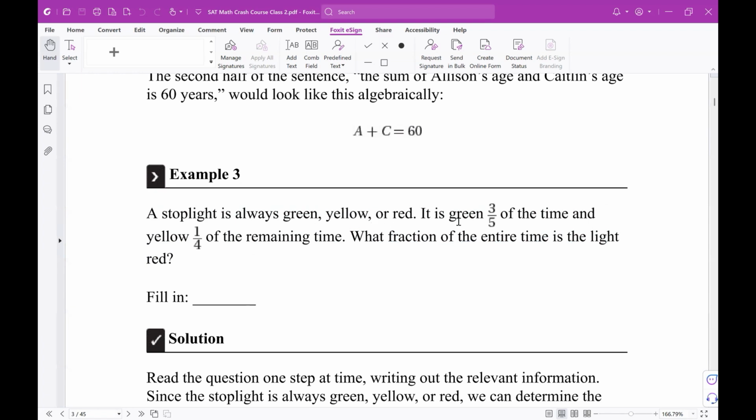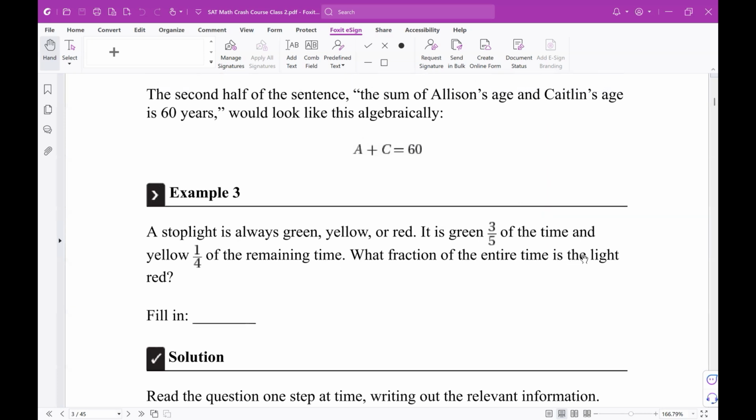Some people say that the art of solving word problems is the art of reading a word problem. My father used to tell me that. So, it is green 3/5 of the time and yellow 1/4 of the remaining time. What fraction of the entire time is the light red?